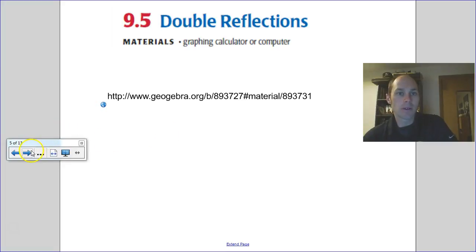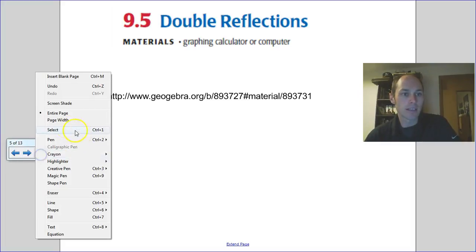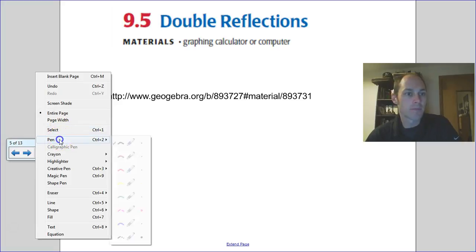Let's now explore double reflections. So we've taken a look at a translation and a reflection and a rotation and a reflection. Let's look at some of the properties that happen when we get a double reflection. So we'll take a look at that on GeoGebra.